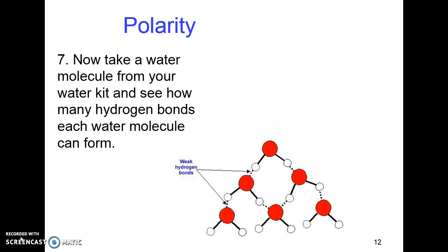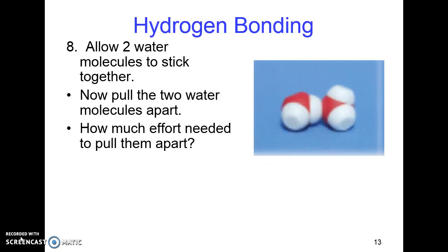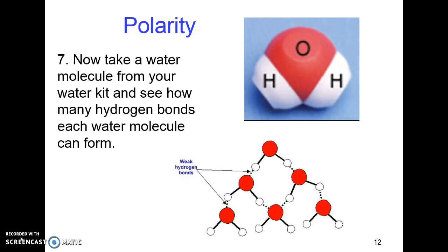All right, now take one water molecule from your kit and see how many hydrogen bonds each water molecule can form. So we've got one water molecule, and how many can I stick to that one water molecule? Okay, let's go back here for a second. How many water molecules did you get to stick to that one molecule? And if you're not sure how to do it, come ask me and I will show you so you can get the answer to number 7.